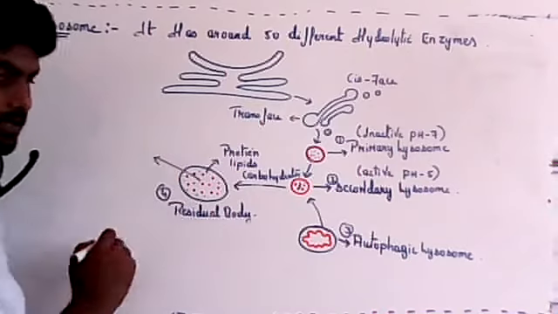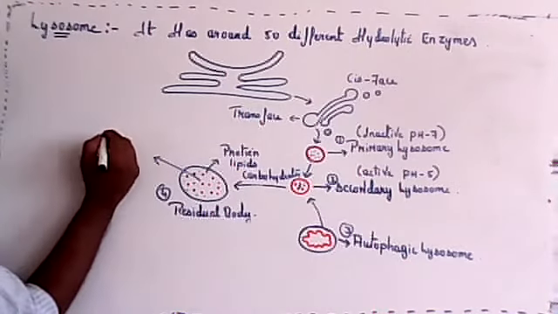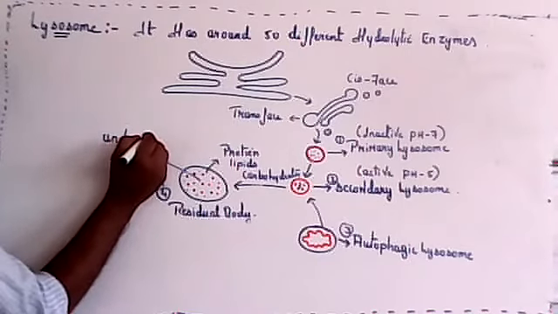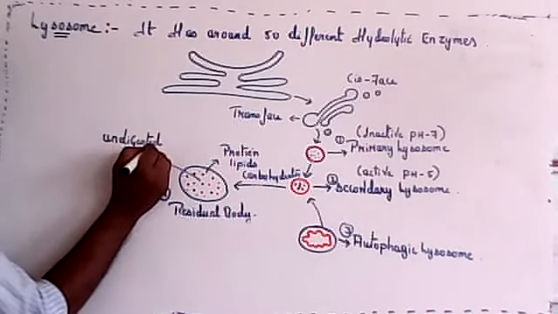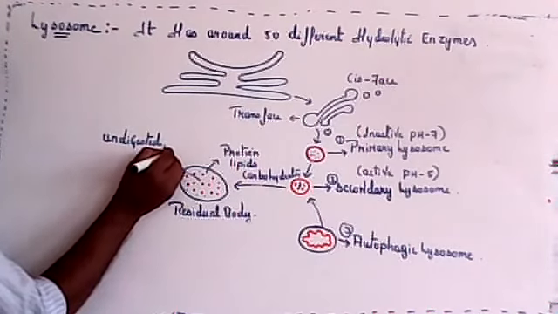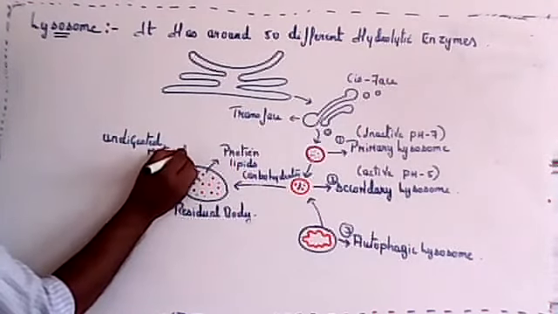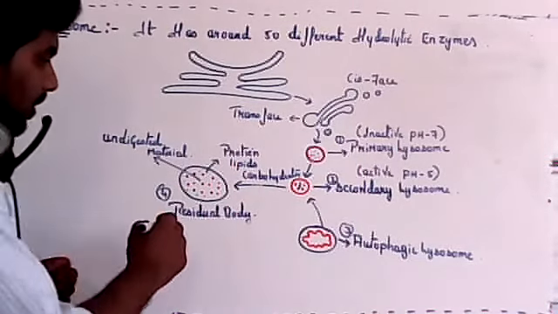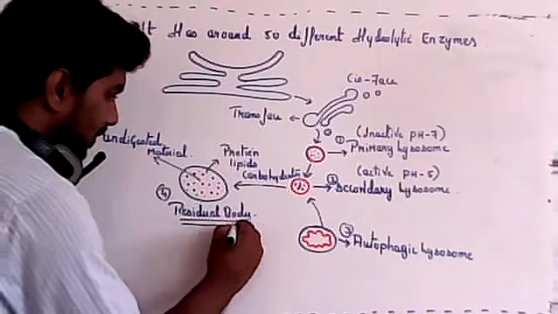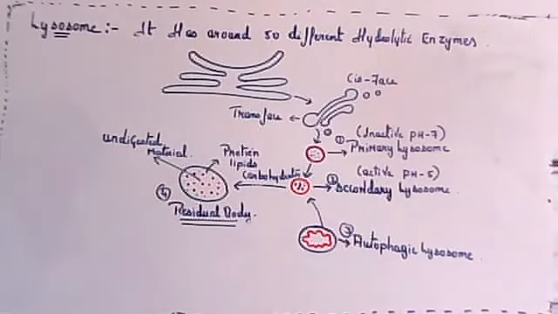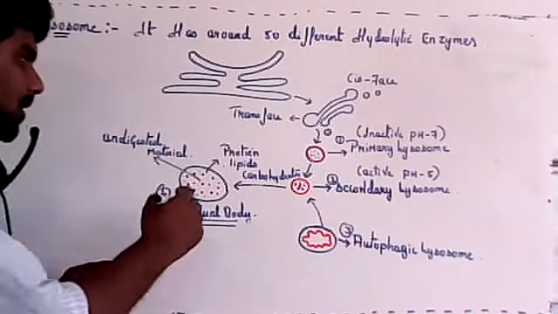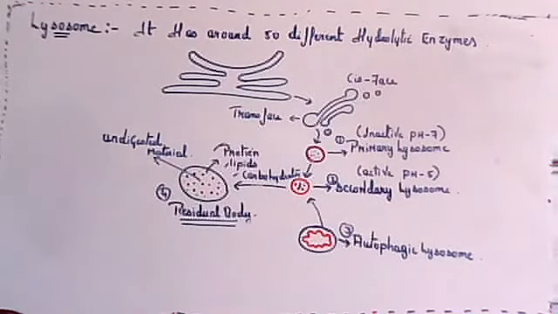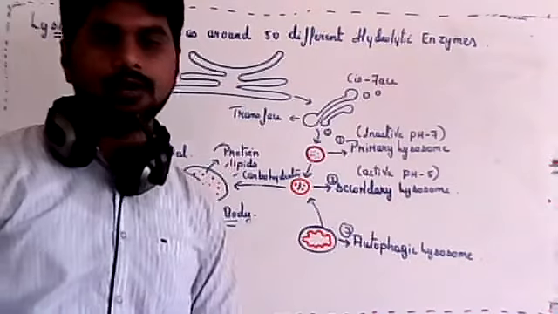So whatever is present inside is undigested material. They are called undigested material, which is present inside the residual body. So undigested material will be present inside, and the digested material like protein, lipids, carbohydrates are absorbed back into the cell, so they can be used for different activities.